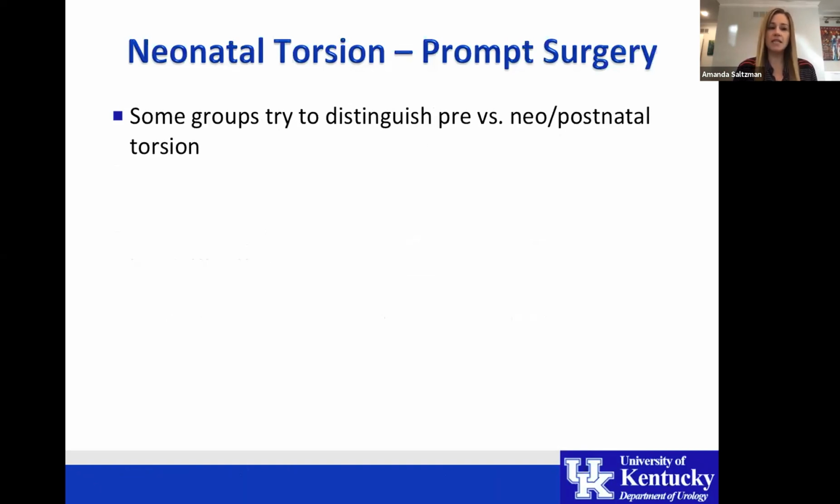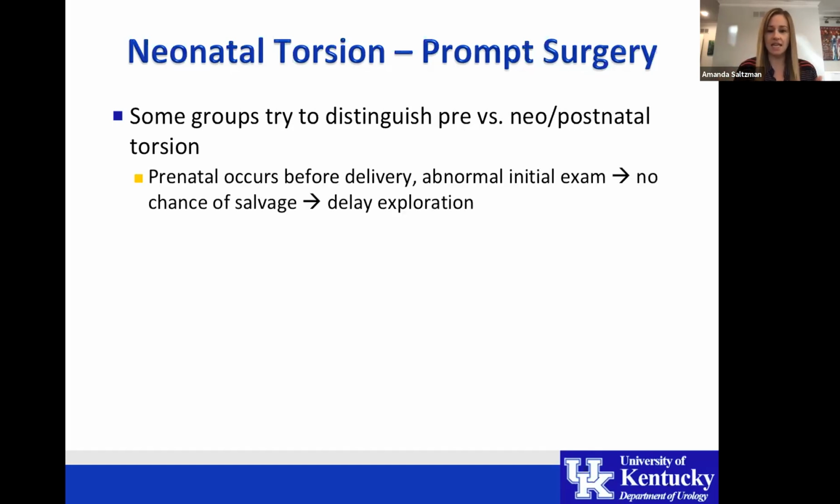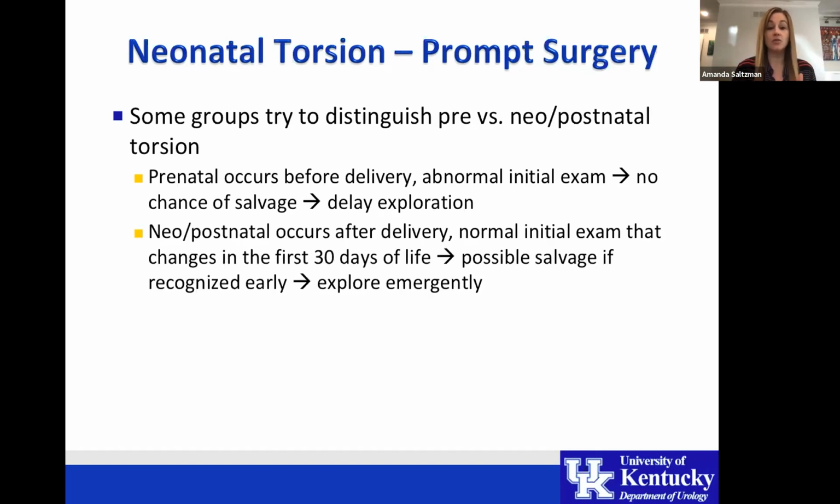There are some groups, mainly in the United States, and I actually think at LIJ, this was Dr. Franco when he was there, and Dr. Palmer, that really try to distinguish a prenatal torsion from a neonatal or postnatal torsion. And as the names suggest, prenatal happens before delivery, and the way you know this is the initial exam is abnormal. You have no chance of salvage, so they advocate for delayed exploration. But if it happens neonatally or postnatally, the exam is initially normal and then it changes. And in those situations, you may have a possible salvage.